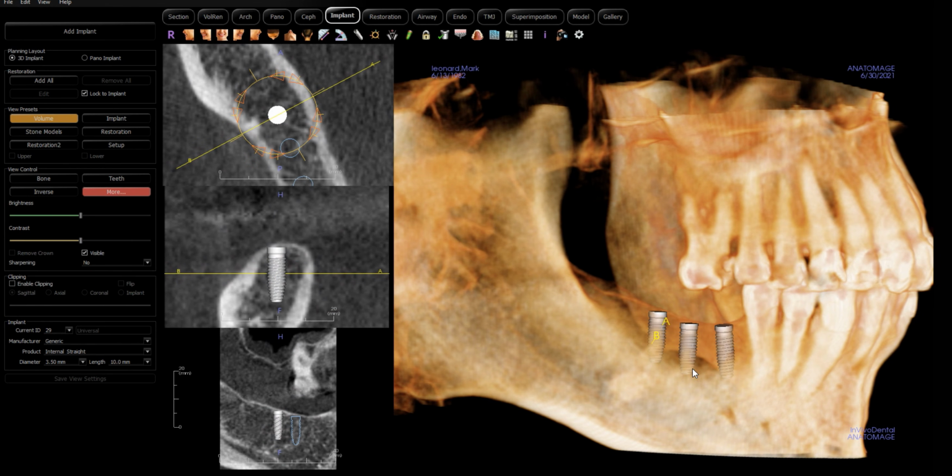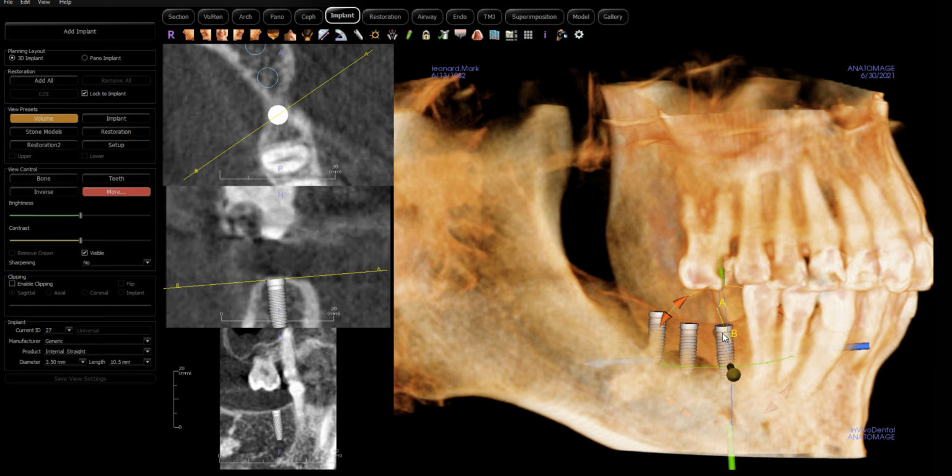So now that I have the implants more or less in the right spots, I can now say I don't need to graft. So I'm going to come back over here and then say what implant would be ideal. I'm going to keep it in the generic realm for now, and I'm going to choose a diameter that best suits the needs of the case.